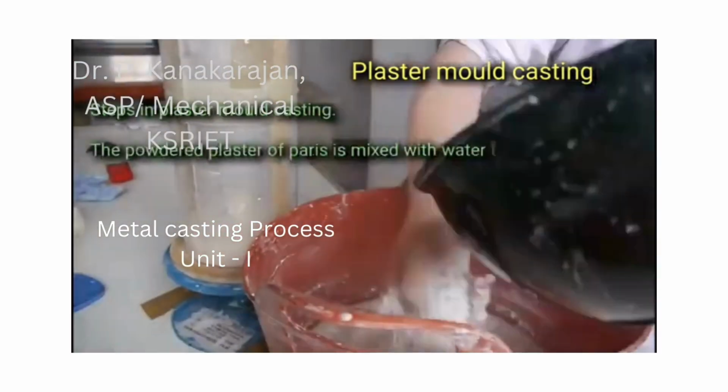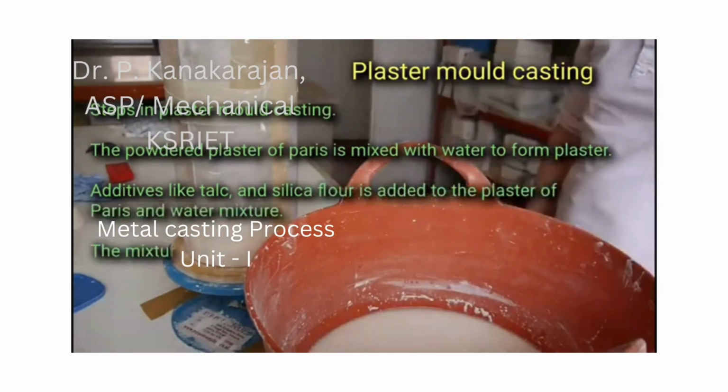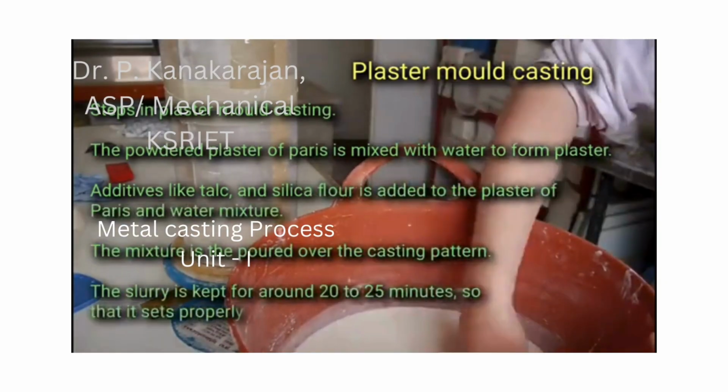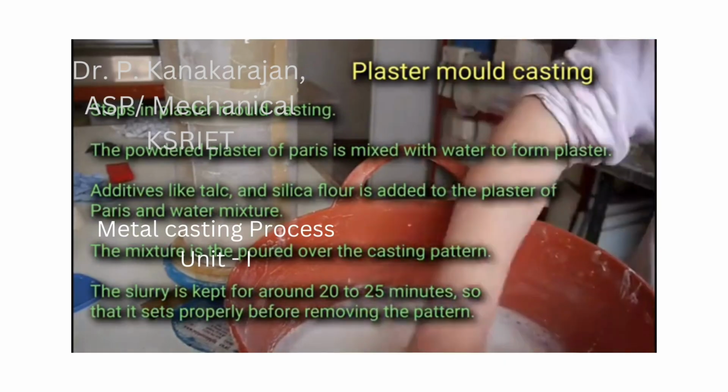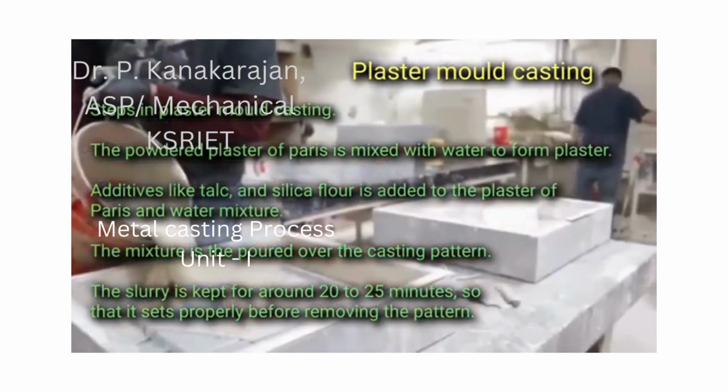Steps in plaster mold casting. The powdered plaster of Paris is mixed with water to form plaster. Additives like talc and silica flour are added to the plaster of Paris and water mixture. The mixture is then poured over the casting pattern.